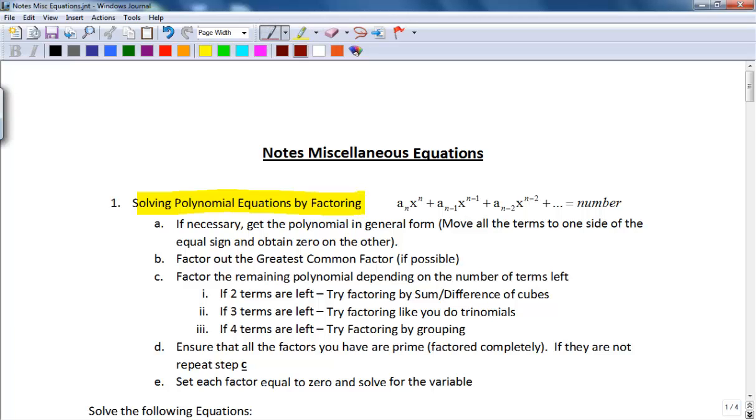So the general form for a polynomial may look a little intimidating, but it's basically just saying a variable raised to a number plus a variable raised to another number plus the variable raised to another number, and the a sub n's, a sub n minus 1s, those things are just coefficients. So let's look at how to solve polynomial equations by factoring.